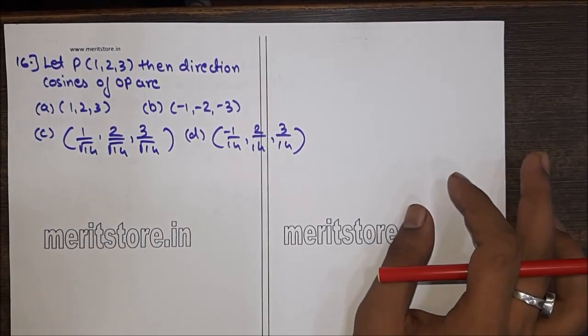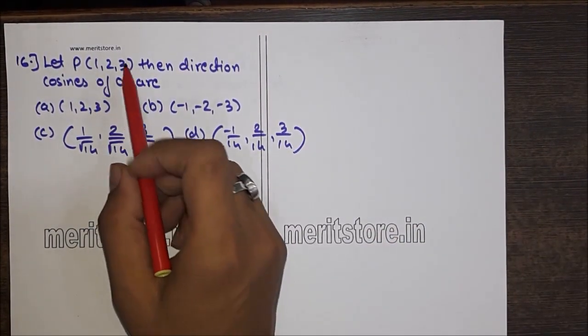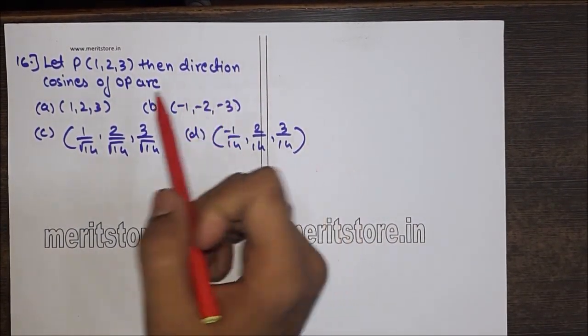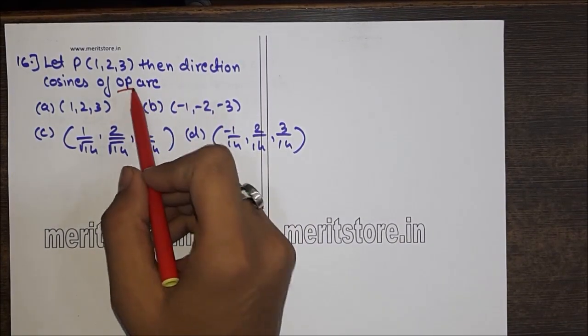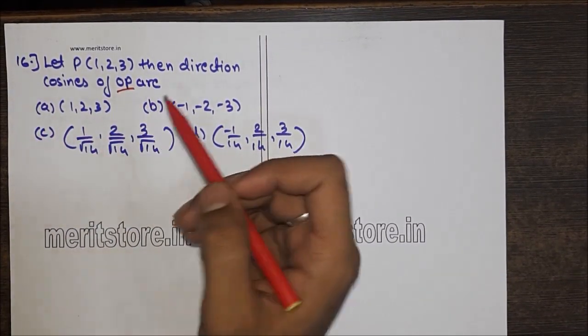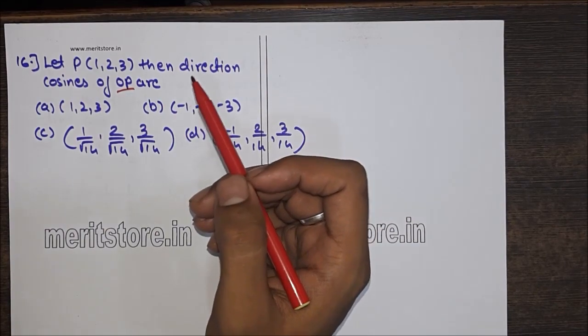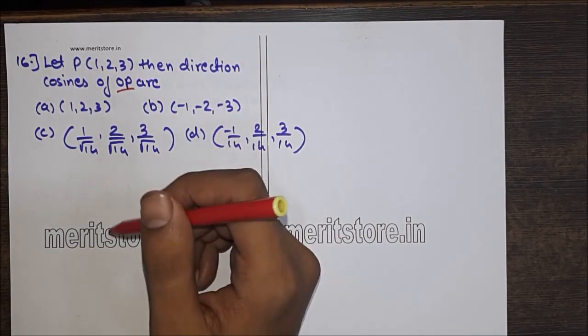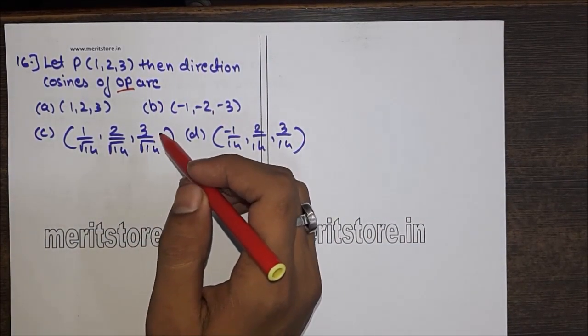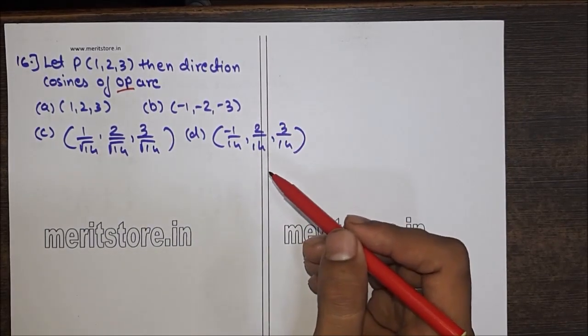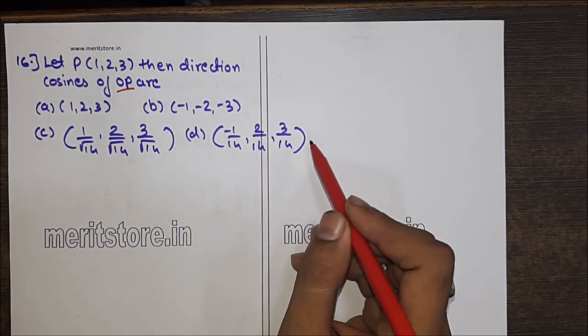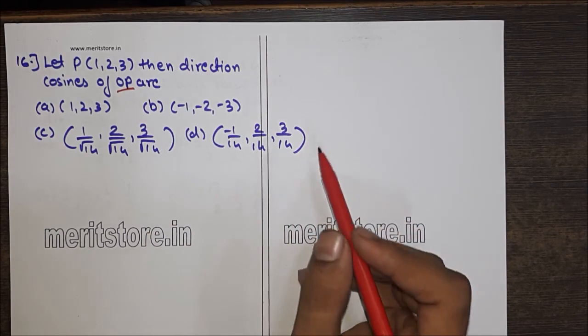Question number 16. Let the point P have coordinates 1, 2, 3. Then the direction cosines of OP would be: option A, 1, 2, 3. Option B, minus 1, minus 2, minus 3. Option C, 1 by root 14, 2 by root 14, and 3 by root 14. Option D, minus 1 by 14, 2 by 14, and 3 by 14.